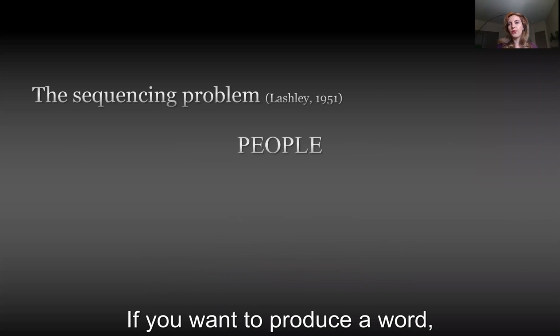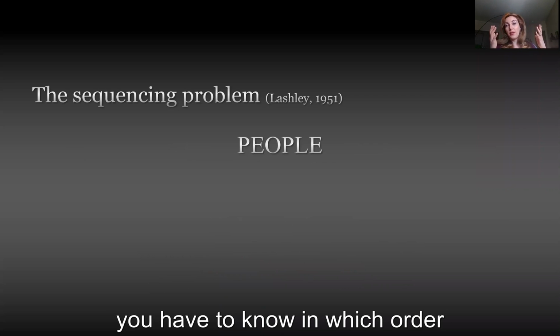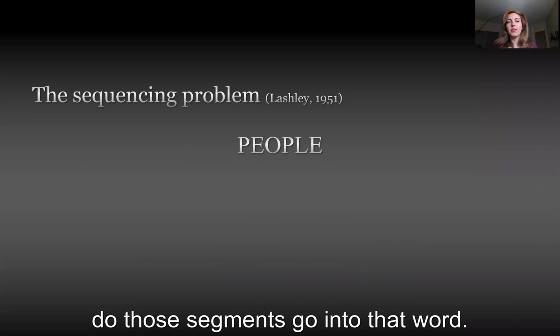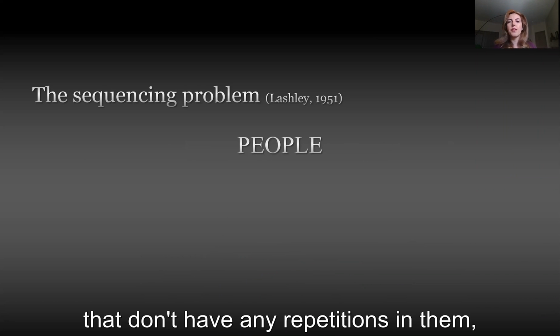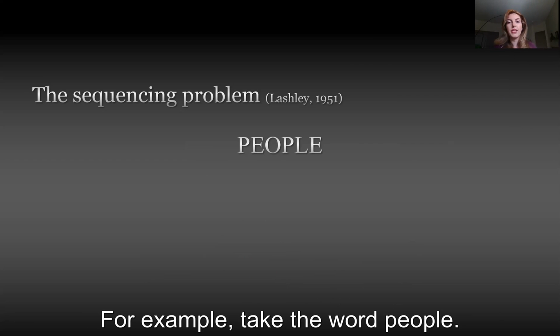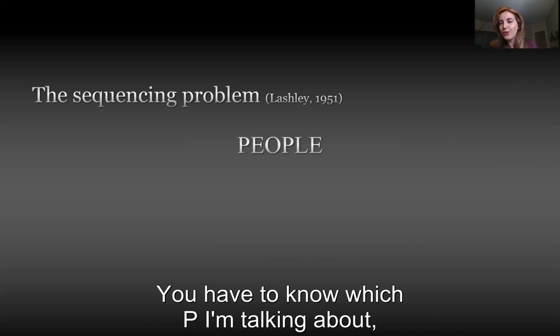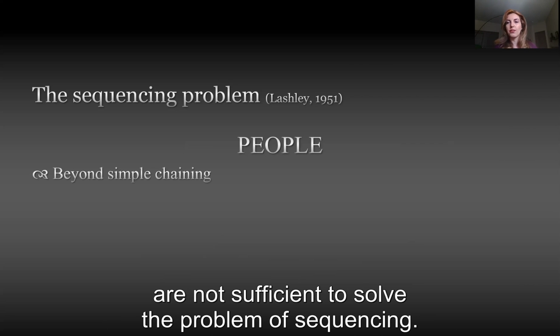If you want to produce a word, it's not sufficient to know what segments go into that word, you have to know in which order those segments go into that word. This is not that difficult for words that don't have any repetitions in them, but as soon as you get to any repeated segments, now you have a problem. For example, take the word people. If I say what comes after P, you have to know which P I'm talking about. And this is why models like simple chaining are not sufficient to solve the problem of sequencing.